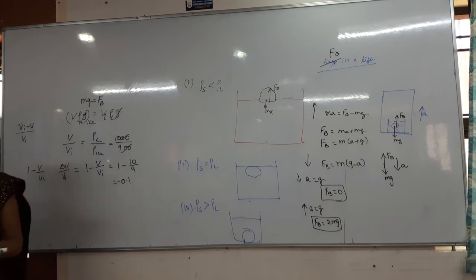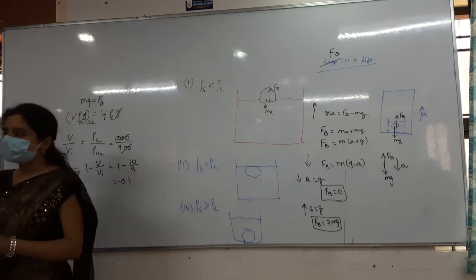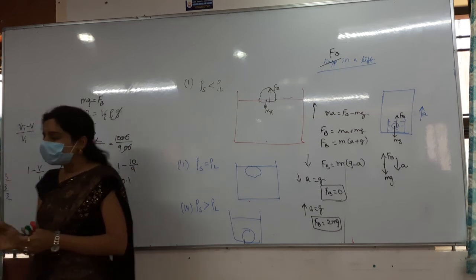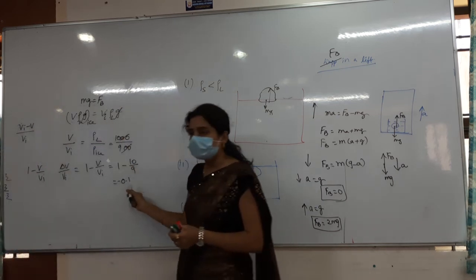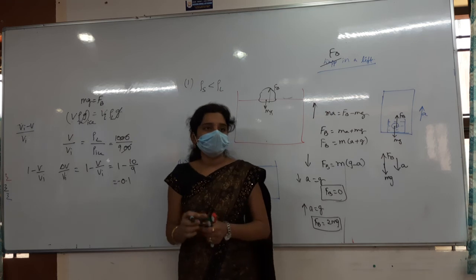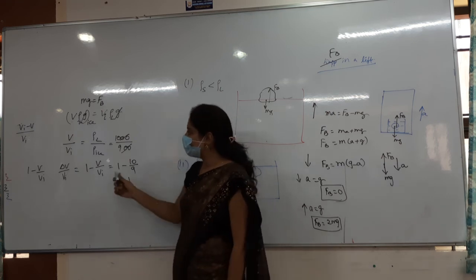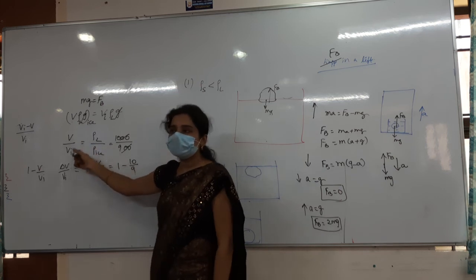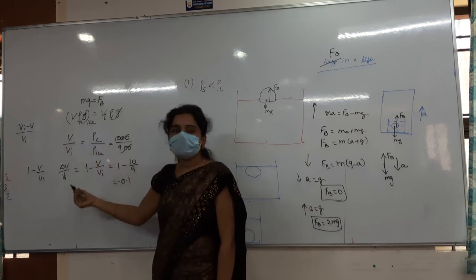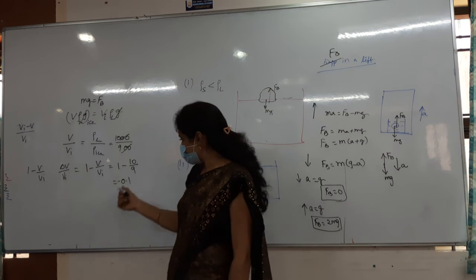What fraction will you take? How much is lost, how much change is there, you have to find out. So how much is lost? 0.1 is lost inside of the water. Inside of the water it is submerged, that is 0.1. Always you have to find the ratio of volumes V by Vi, and then just do 1 minus, that's it. Correct? You are not getting the answer.